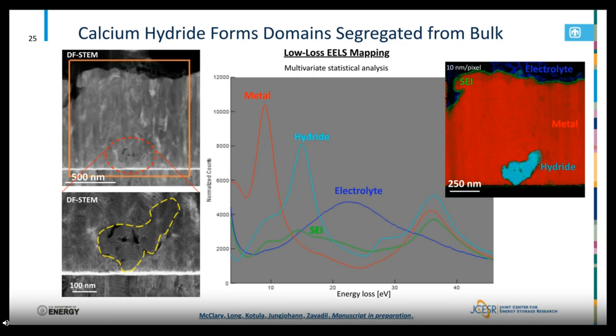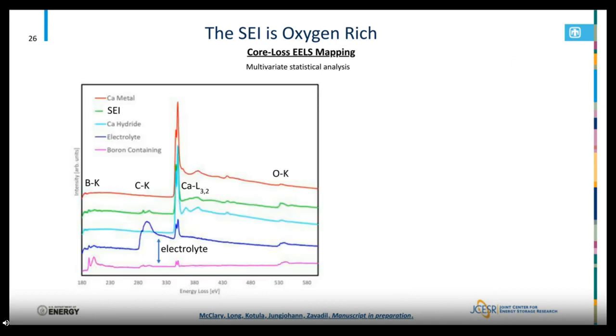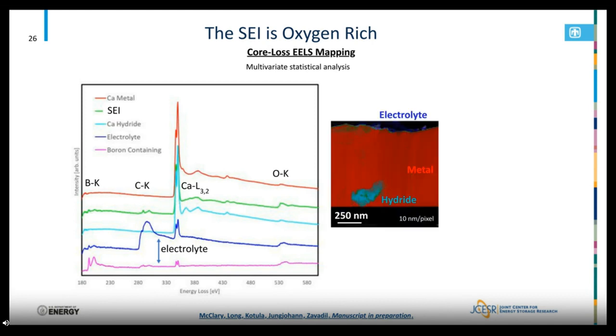When we move to core loss EELS, a similar story evolves. This time we have 5 principal components. That's just because the electrolyte split off into a carbon-rich and a boron-rich component. When we map them, same story, same picture arises. Hydride is distinctly different than the SEI. And these are mapped at 10 nanometers per pixel. We do have higher spatial resolution maps as well that confirm this.